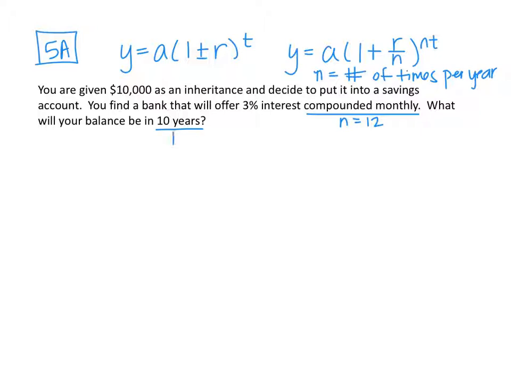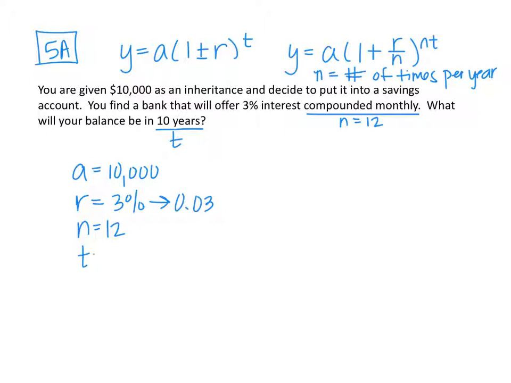The 10 years is the time. This means we're going to be using the equation with the n in it. So the initial amount, A, is 10,000. It says you're putting it in a savings account. The bank will offer 3% interest. So that's the rate, 3%, and we're going to change it to a decimal. 3% as a decimal is just 0.03. And then compounded monthly, that means n is 12.